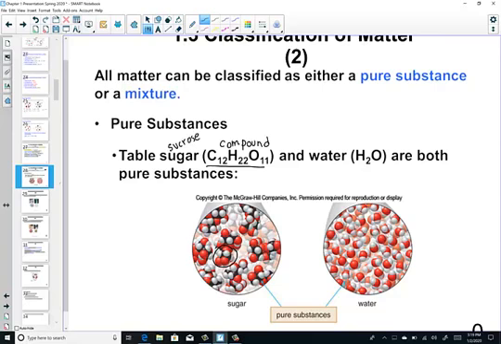it has a constant composition. Here's another example of a compound that is a pure substance, and it's a water molecule. Notice that a water molecule is built of two H's and an O. No matter where it comes from, it has the same chemical composition. So two examples, sugar and water.